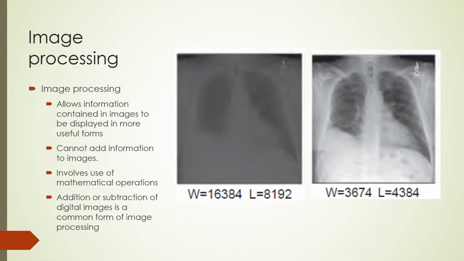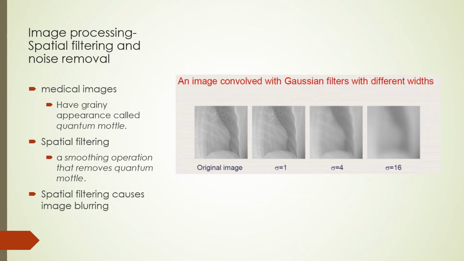Let's go to the next slide to look at a type of image processing called spatial filtering. Due to the nature of image formation, medical images often have a grainy appearance called quantum mottle. This grainy appearance can be reduced by spatial filtering. Spatial filtering is a smoothing operation that reduces quantum mottle, but it also causes blurring in the image. The figure on this slide shows a chest image with different levels of Gaussian smoothing applied. The highest level of smoothing is shown on the right. The amount of blurring introduced is clear, as you can see. Edge detection and edge enhancement are also applications of interest to us.